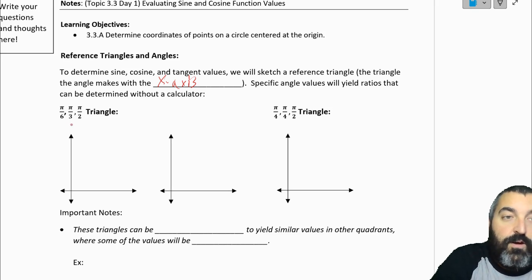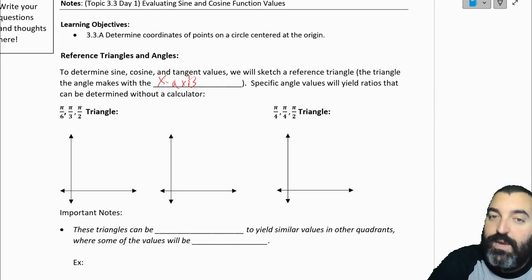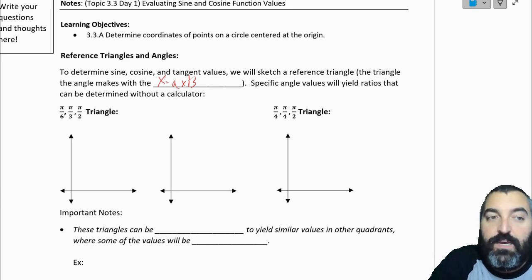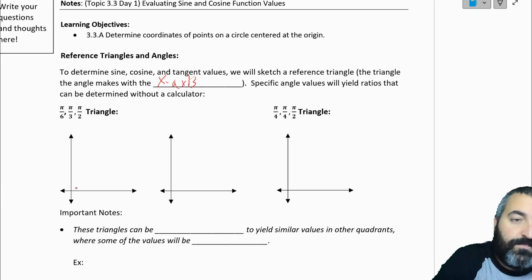So there are two types of triangles we're going to deal with: pi 6, pi thirds, pi halves triangles, and pi fourths, pi fourths, pi halves triangles. If we're talking in degrees, which again, we're not going to deal too much with, we want to get more used to doing it this way. But for the sake of this video, starting out, pi 6, pi thirds, pi halves, that's 30, 60, 90. Pi fourths, pi fourths, pi halves, that's 45, 45, 90. So if you remember those two types of triangles, you can find almost all sine, cosine, and tangent values in this class.